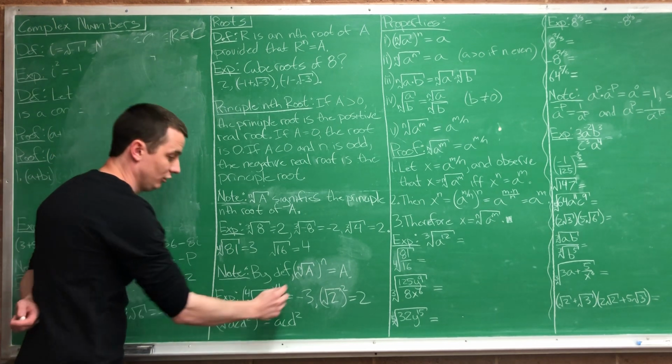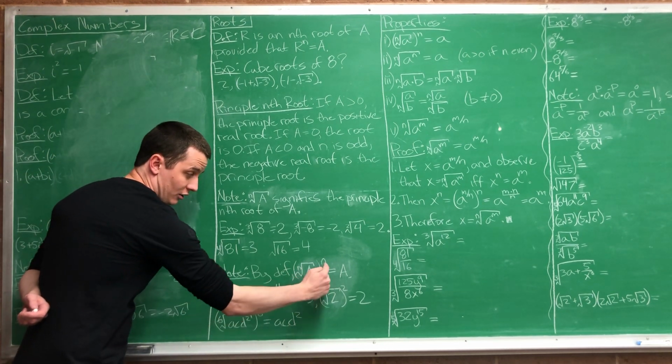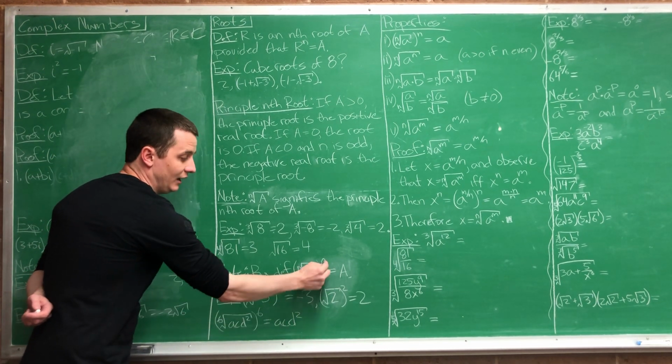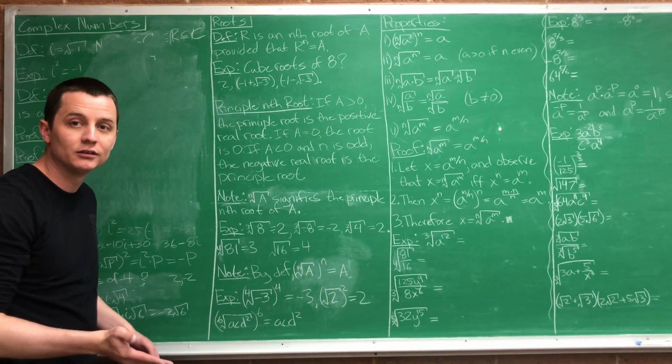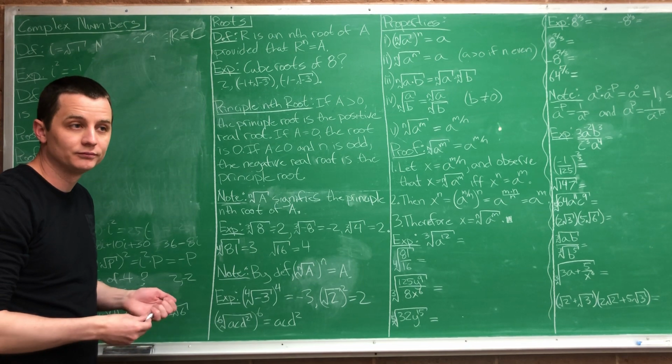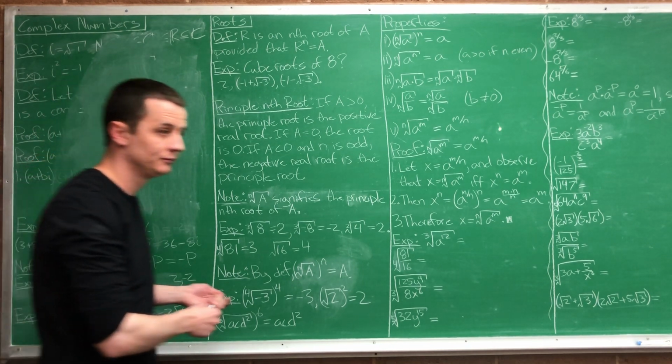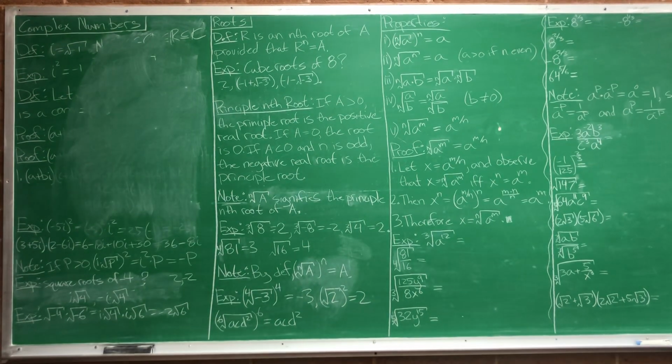So by definition, if we take the nth root of A and raise it to the nth power, we always get back A, by definition. Anything weird about that? No? Okay. So then let's do some more really hard examples.